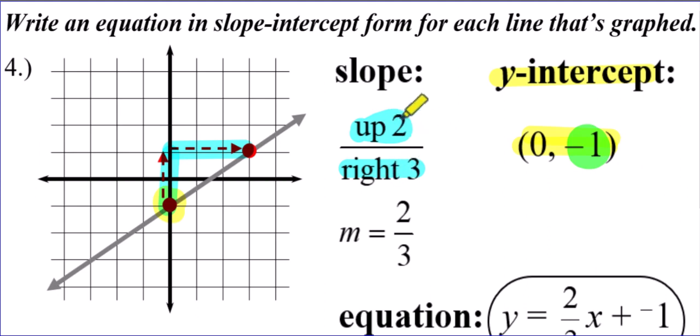Remember, if it was going down 2, then that would have been negative. If it was going left 3, then that would have been negative. But in this case, they're both positives, so there you go. And that is already in simplest form. Some fractions you will get will not be simplest form, and you'll have to simplify them.